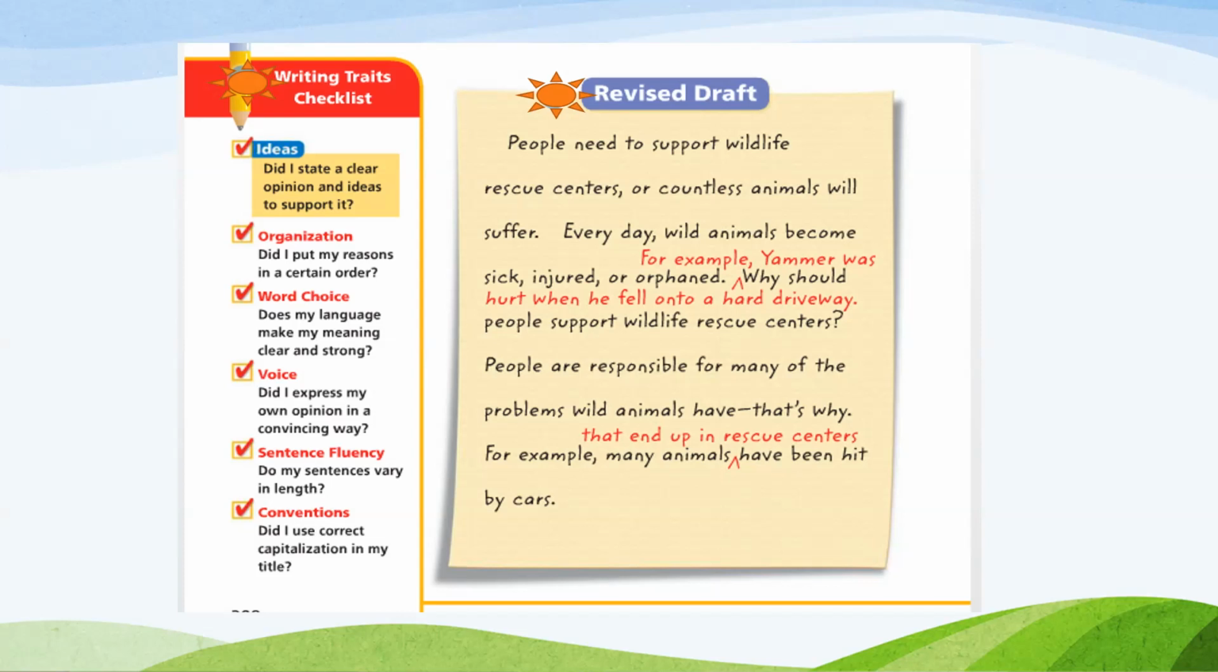Okay, let's move, and we are going to see if these ideas are included in this paragraph. This is a writing checklist. So first of all, we have our ideas. Remember, we have to provide our point of view, our opinion. So that means we need to ask ourselves, did I state a clear opinion and ideas to support it?